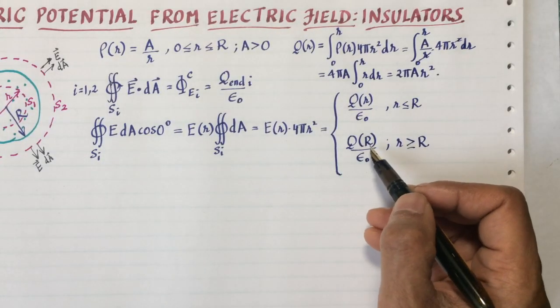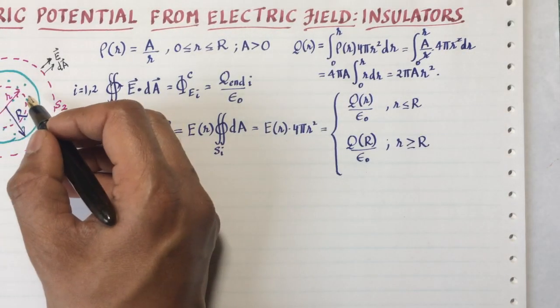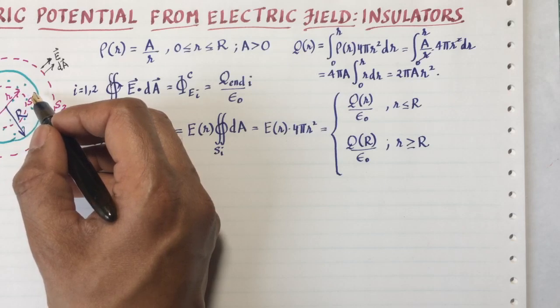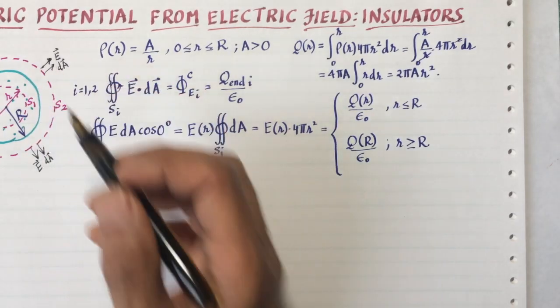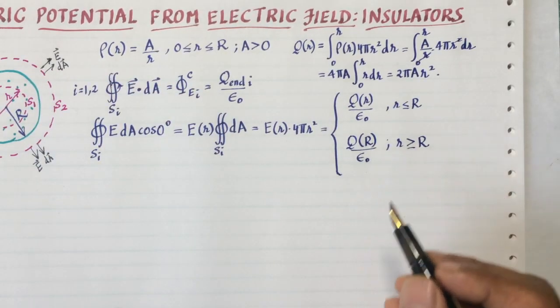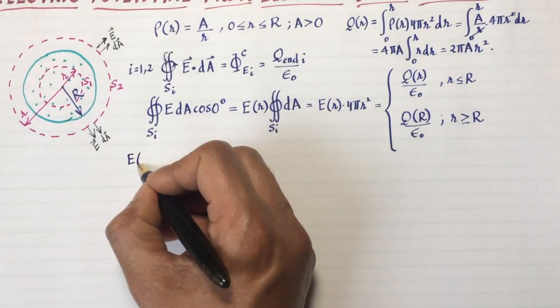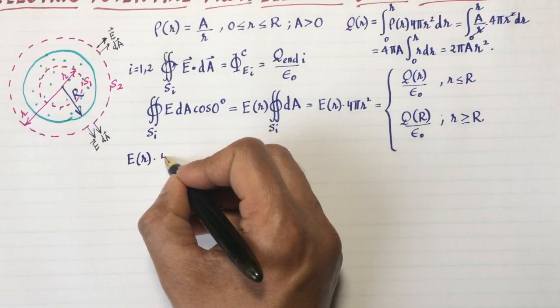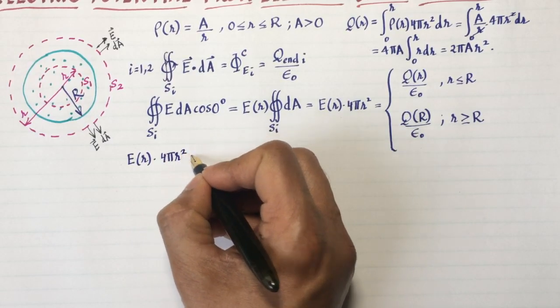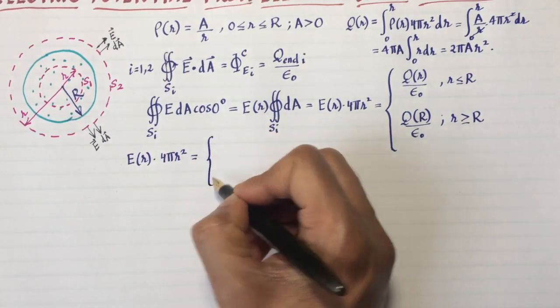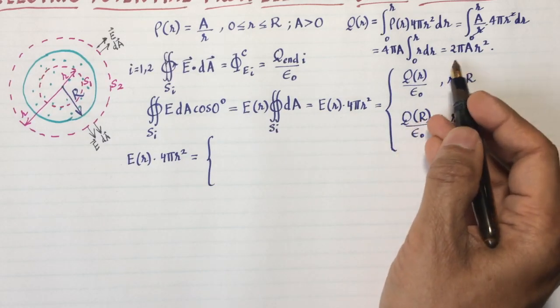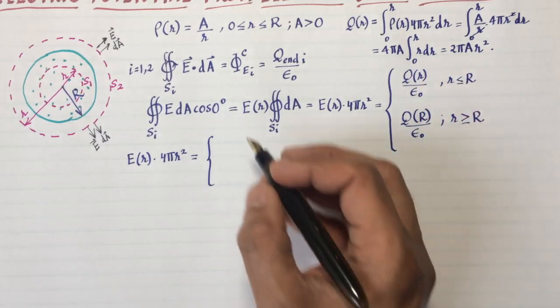Because at r equals capital R, the sphere ends and there's nothing beyond that. That's the reason we max it out at that point. So let's work out the electric field. I get the electric field E(r) times 4 pi r squared is equal to, now that Q(r) is 2 pi A r squared.